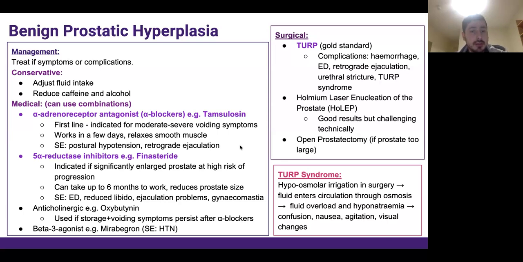Over a longer period of time, if the prostate is sufficiently big, so the cutoff is 30 cc's, you might want to give a 5-alpha reductase inhibitor. The most common one is finasteride. The reason that you give finasteride is because you're trying to target the key cause of what's making this prostate get larger, and this is testosterone DHT driven. So if you block 5-alpha reductase, which converts testosterone to DHT, you can reduce the prostate size.